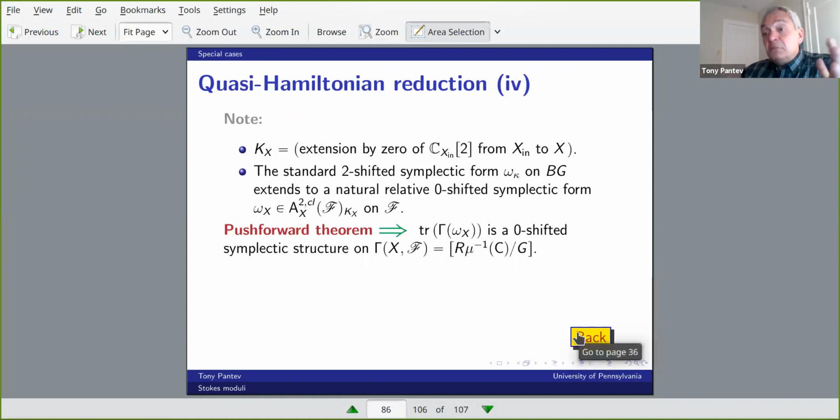Okay, so you see that this, as I said, this push forward theorem is just packaging, combinatorially, many Hamiltonian reductions and quasi-Hamiltonian reductions and other constructions of symplectic structures.